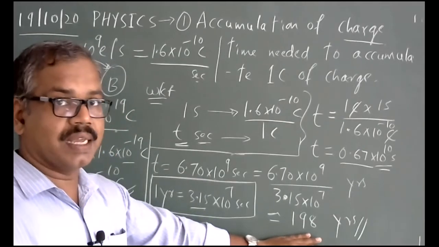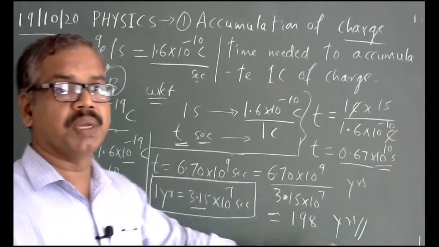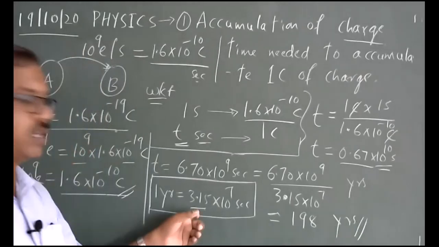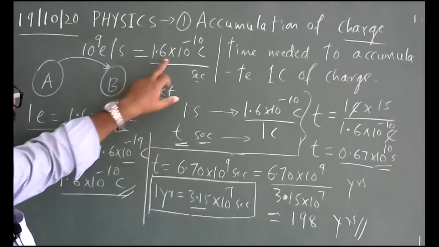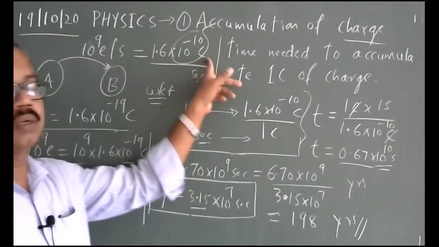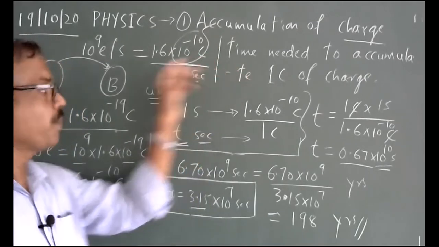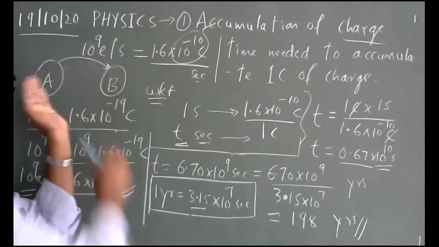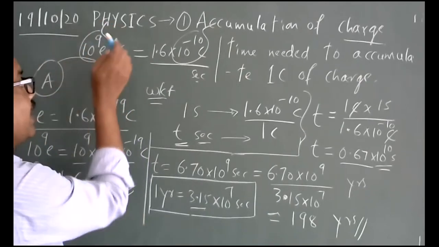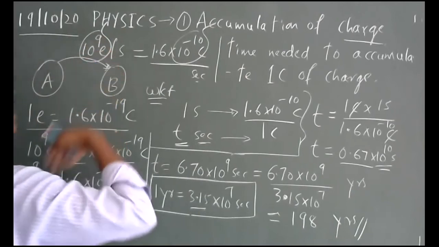So what is the idea? The idea is coulomb is a big unit of charge, whereas 1 year corresponds to this many seconds. Of course, in 1 second, I am just transferring 10 raised to minus 10 coulombs of charge per second. Means from body A to body B, you are transferring 10 raised to 9 electrons. Electron means it carries some charge.